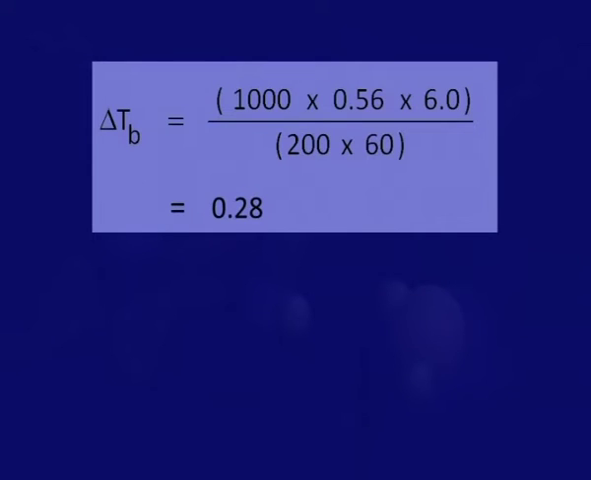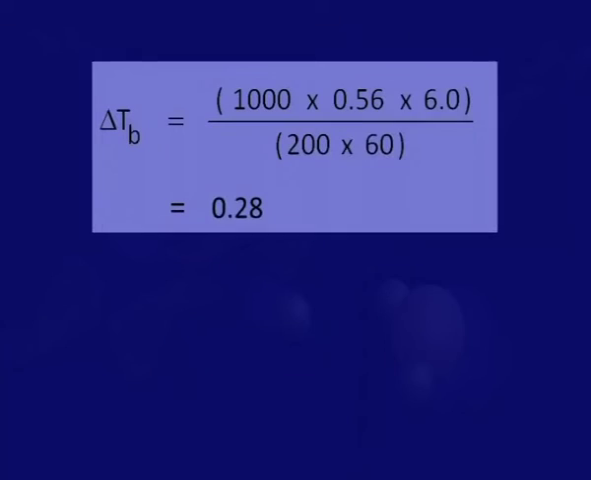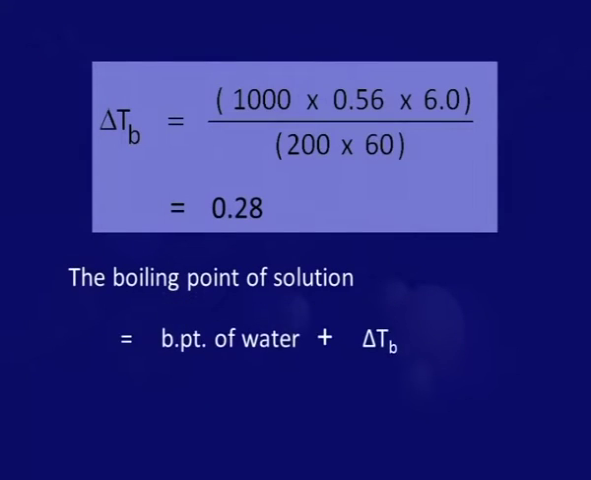This can be taken in degree Celsius or Kelvin both, because the size of the degree in Kelvin scale and Celsius scale is same. Thus, the boiling point of the solution will be equal to normal boiling point of water plus increase in boiling point. Normal boiling point of water is 100 degree Celsius and increase in boiling point is 0.28, so it will be 100 degree Celsius plus 0.28 degree Celsius, which will come out to be 100.28 degree Celsius.